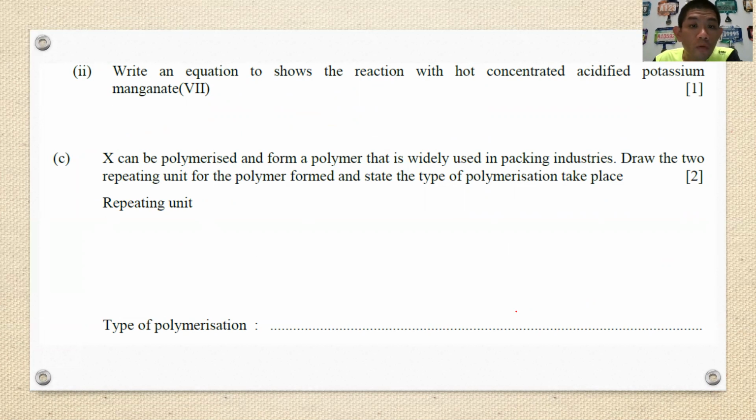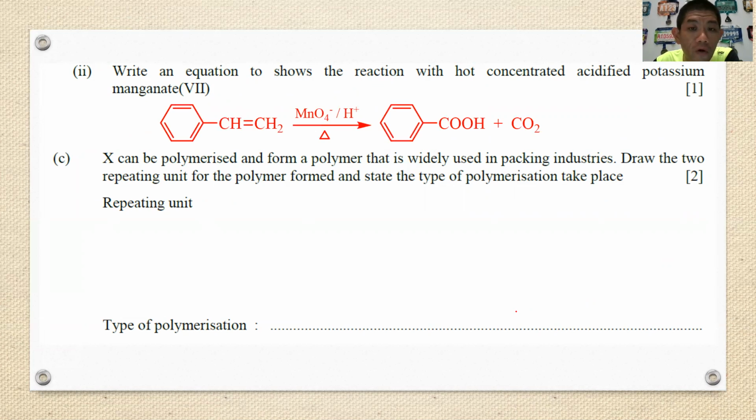Then we go to number 2. Write equation to show the reaction between hot concentrated acidified potassium manganate. So in here, when you react X with KMnO4 in H+, we will form carbon dioxide and also benzoic acid. The question already said that it forms carboxylic acid. Very straightforward question.